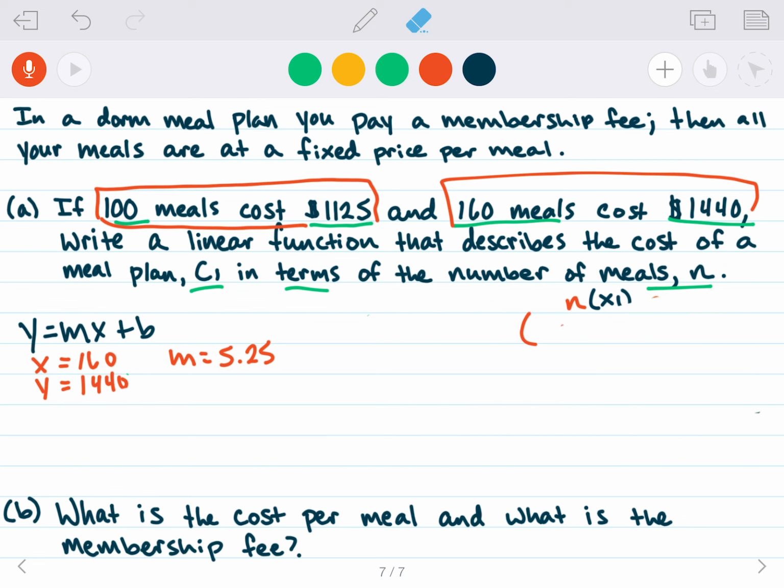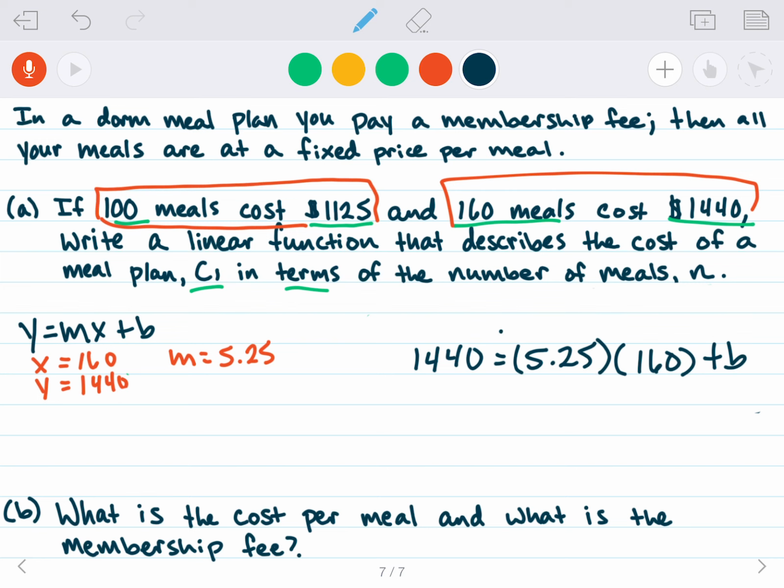Okay, so let me go ahead and erase some of this stuff just to make it look a little bit nicer. All right, so y equals mx plus b. So y, we have 1,440 equals m times x plus b. And we'll go ahead and solve for b. Okay, so 5.25 times 160, we get 840 plus b is equal to 1,440. And I'm going to go ahead and subtract 840 from both sides and get my y-intercept of 600.